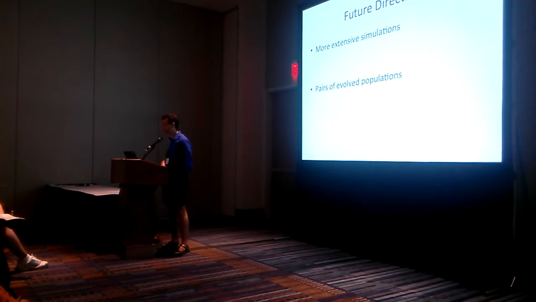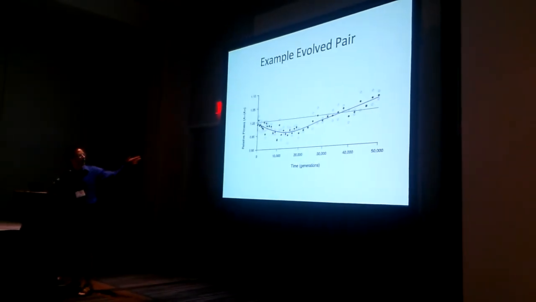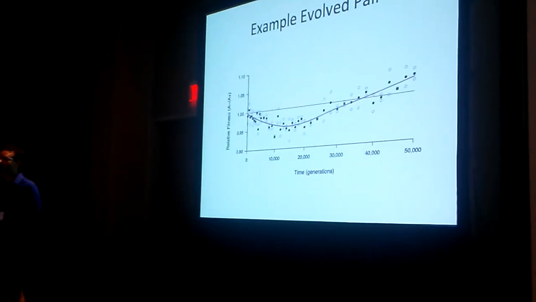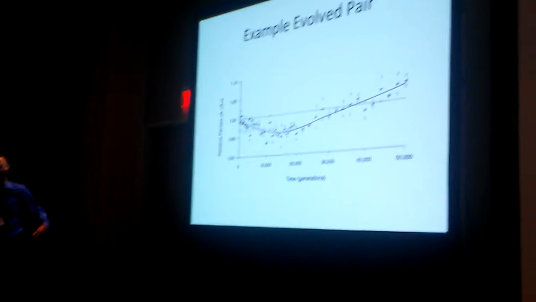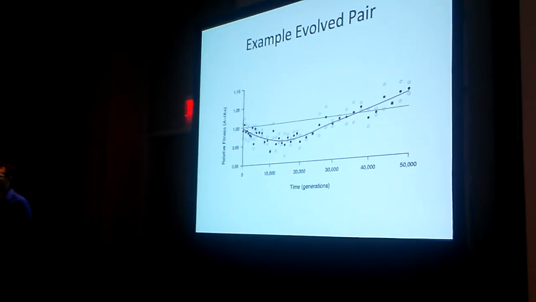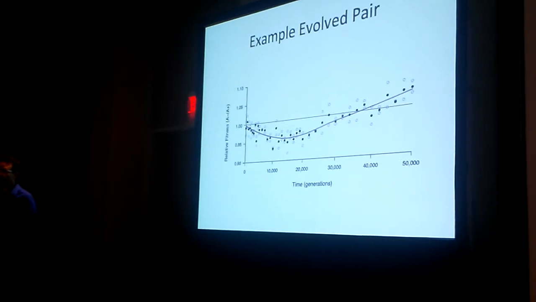So I have a bunch of independent pairs of populations. Here's an example of one of them. The open circles are each individual replicate. The dark circles are the means for that particular generation. And the purple line here is a local smoothing function that allows you to do an estimation for what the overall fitness compared between the lines is.